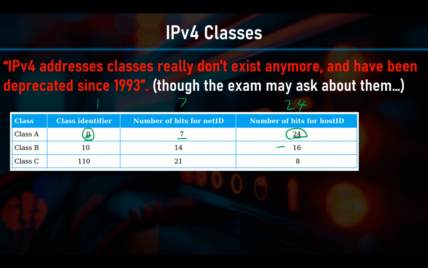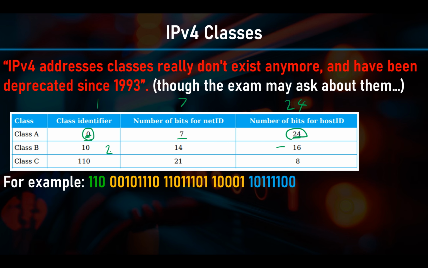Likewise, if we look at the next one, Class B, that's using 2 bits to represent what class it is. Then the next 14 bits are for the network, and the next 16 for the host ID. Again, if you add all those up, that's going to be 32. And likewise, Class C, 3 bits for the class identifier, 21, and then 8 for the host. Again, add those up, it's going to be 32.